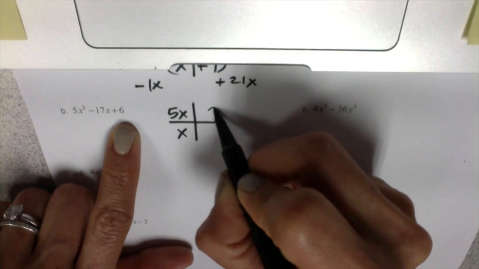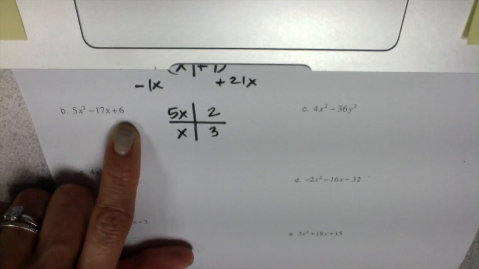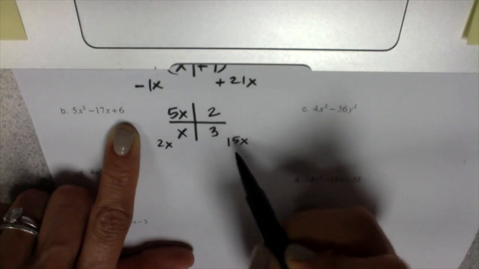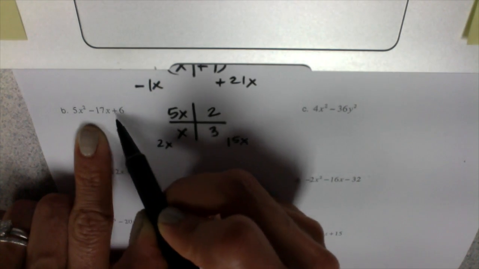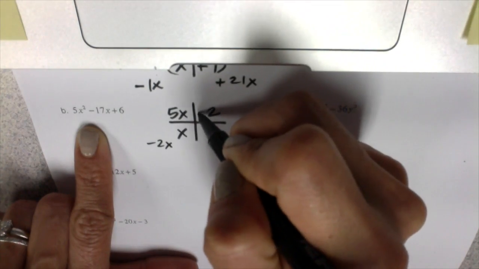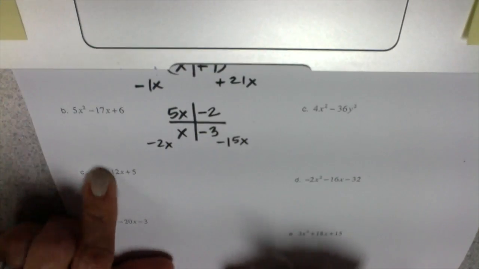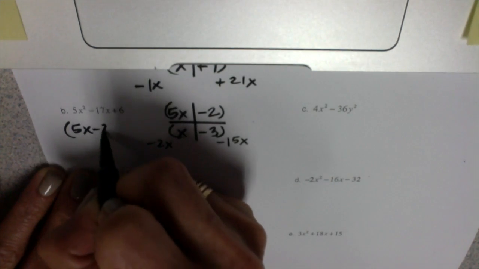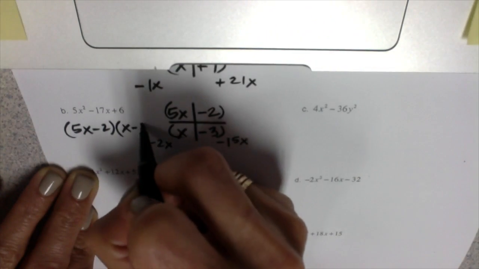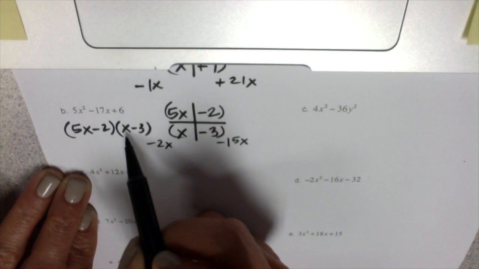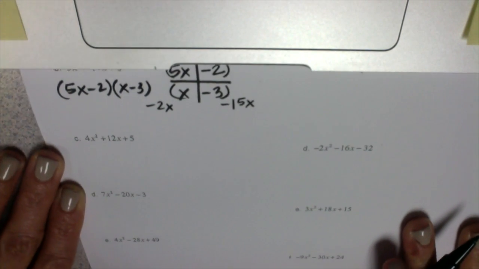So I'm going to try putting the 2 on top, the 3 on the bottom. This makes 15x. This makes 2x. We're trying to make a total of negative 17x. So they both need negatives. Bring your negatives in on the right side, and then there's your answer left to right. So your answer is 5x minus 2 times the quantity x minus 3.